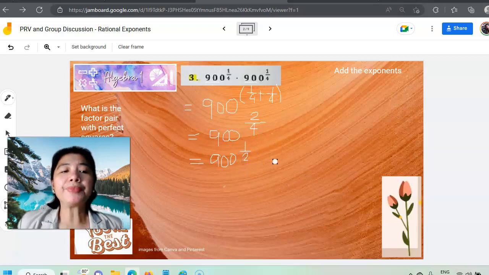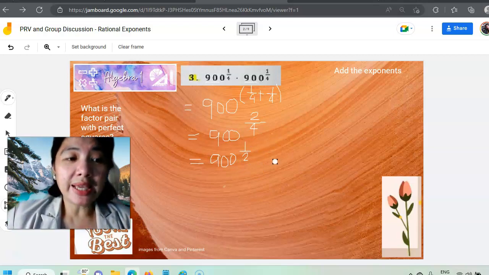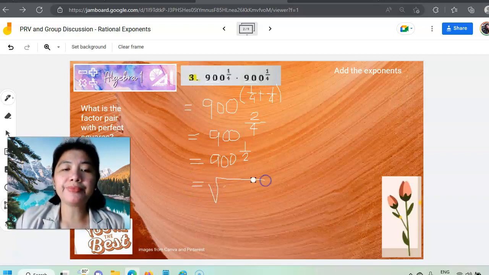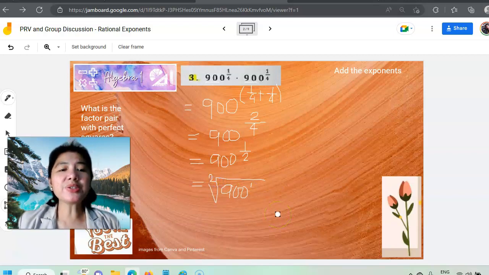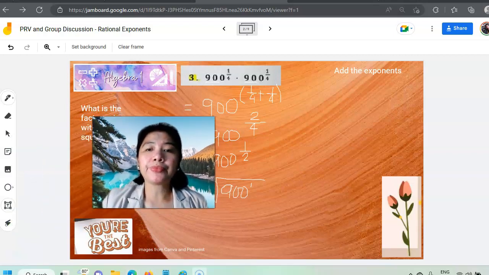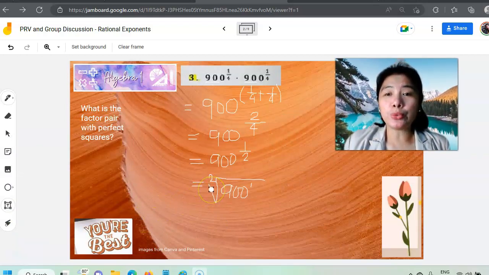Now is the time to write this in radical form with the radical symbol. So write the radical symbol. The base becomes the radicand. The numerator becomes the exponent of the radicand, and the denominator becomes the index. So what is the square root of 900? Because our index is 2, we think about perfect squares.